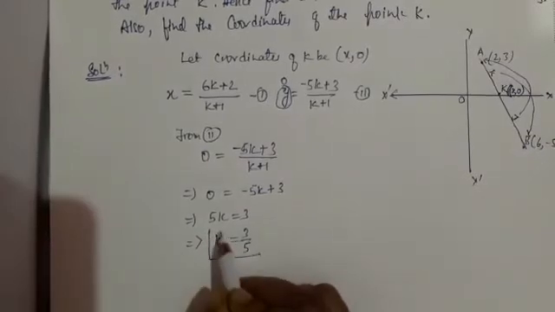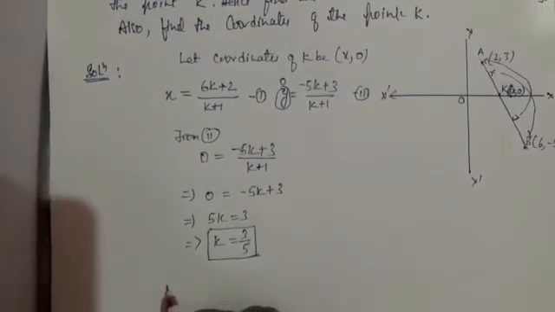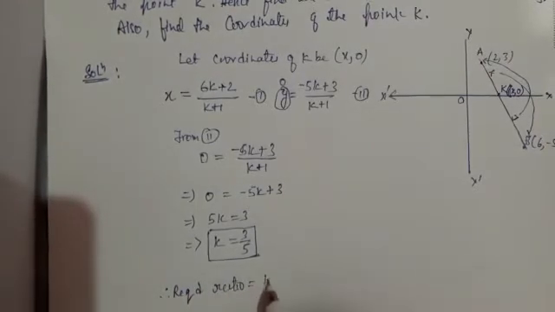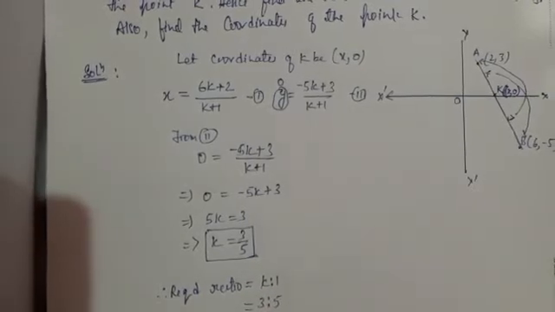So value of k is 3 by 5. So therefore required ratio is equal to k is to 1 is equal to 3 is to 5.